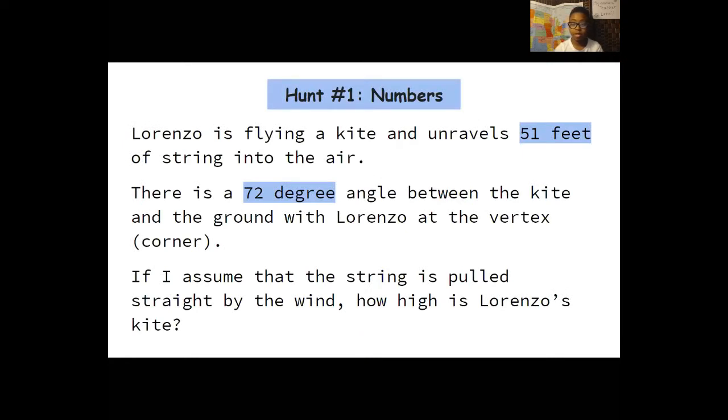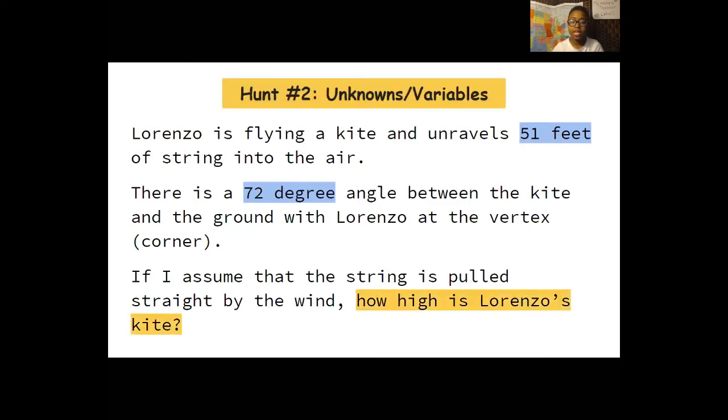First, numbers. That was easy. We just replaced our numbers. We know that 51 feet is the length of the string that was unraveled by Lorenzo into the air, and 72 degrees is the measure of the angle that is created between the kite and the ground, with Lorenzo at the vertex. Next is unknowns or variables. So the only thing we don't know is how high Lorenzo's kite is. That's what we're trying to find out, and that is the unknown.